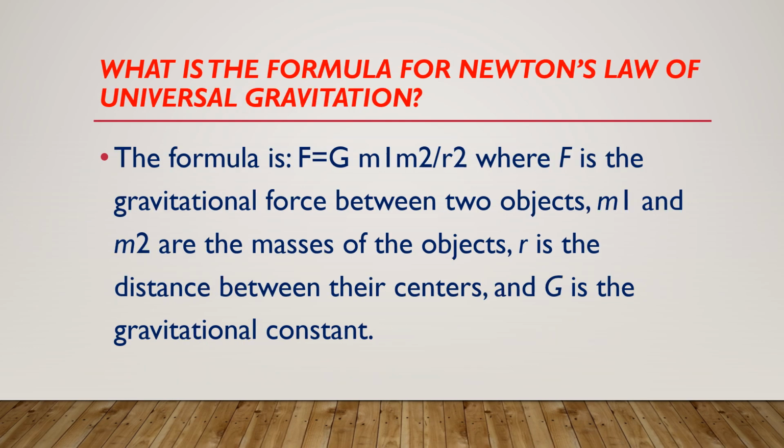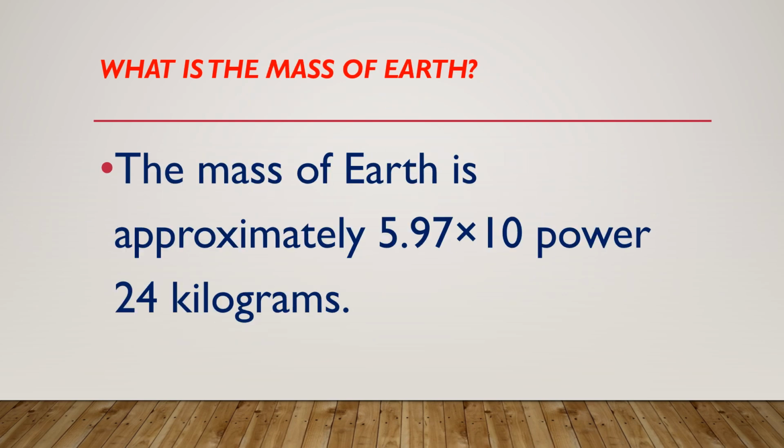What is the formula for Newton's law of universal gravitation? The formula is F is equal to G m1 m2 divided by r², where F is the gravitational force between two objects, m1 and m2 are masses of objects, r is the distance between their centers, and G is the gravitational constant. What is the mass of Earth?